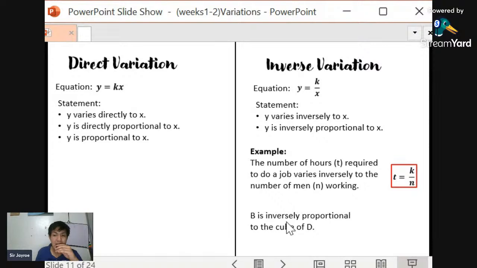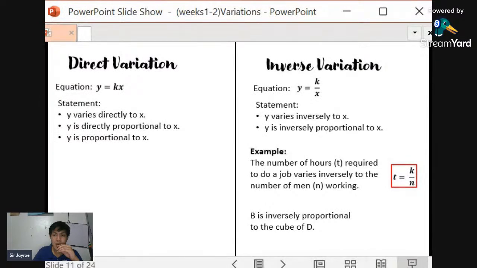Yung kay Jenica Balane ay mali. Okay? Jenica Balane, mali po yan. Bakit mali? Kasi you used lowercase na letter. Dapat capital letter. Yung B at D ay capital. Diba sabi ko, kapag capital ang ginamit, dapat capital din sa equation. So you have to take note of that. Okay. Walang cube yung iba. Dapat may cube. Cube of D.